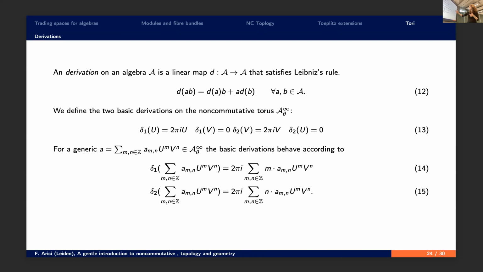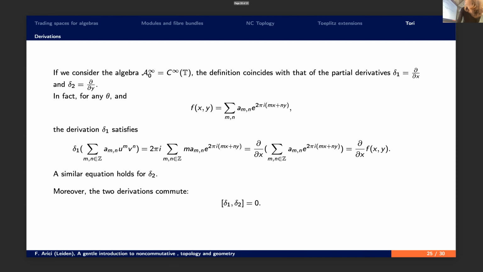So here I wrote some generic formulas, but to give you an understanding of what these two derivations are, you can look at what happens if you put your parameter theta equal to 0. So if you're on the smooth functions on a genuine torus, then what I'm saying is just that delta 1 is the partial derivative in the x direction, and delta 2 is the partial derivative in the y direction.